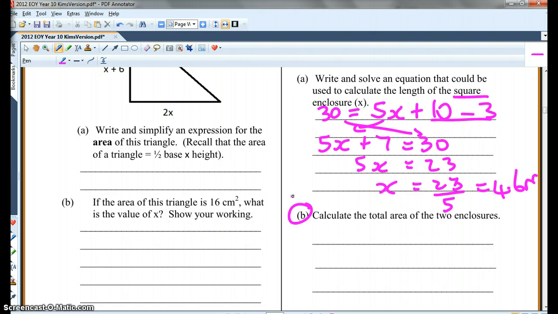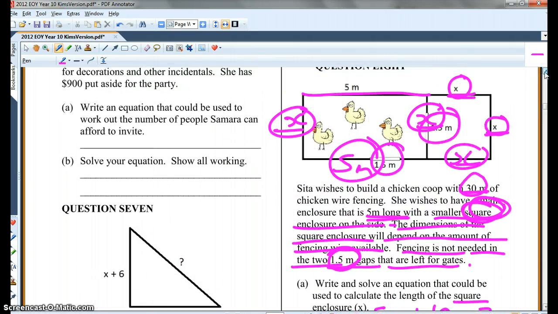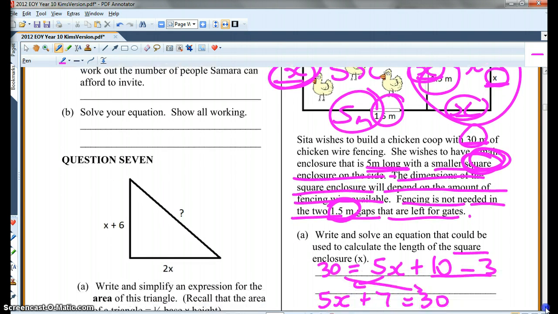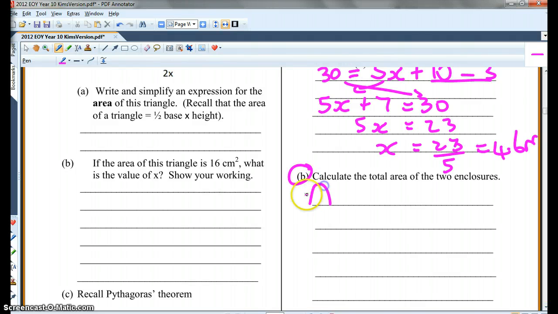B. Calculate the total area of the two enclosures. So, what's the area of this enclosure? It is going to be x squared, and the area of this enclosure is going to be x times 5, which is 5x. So we have got x squared plus 5x is our area. Area equals x squared plus 5x.